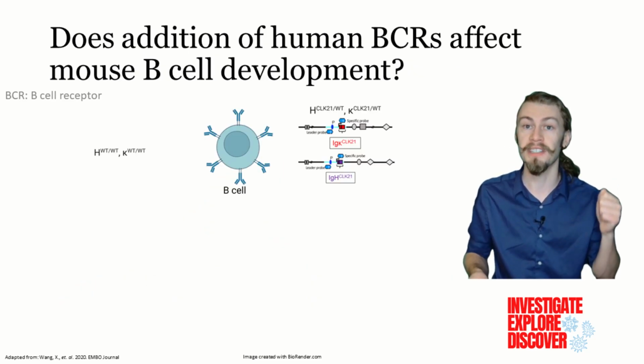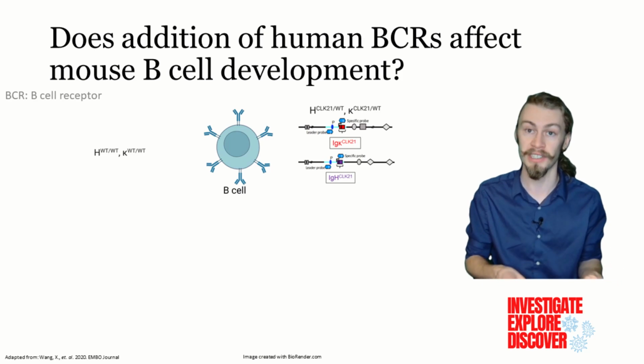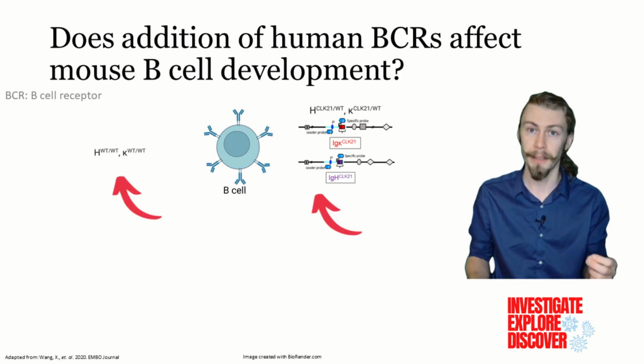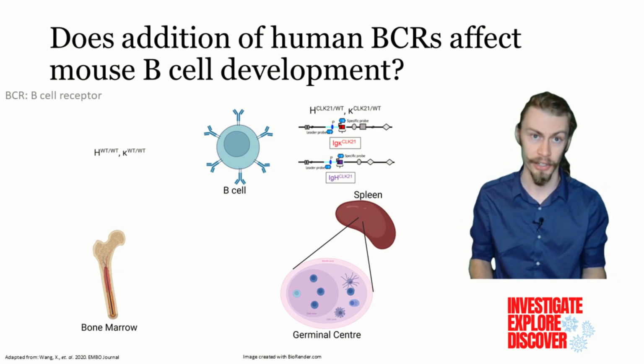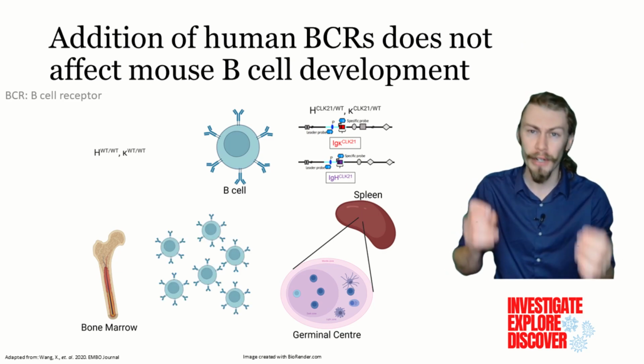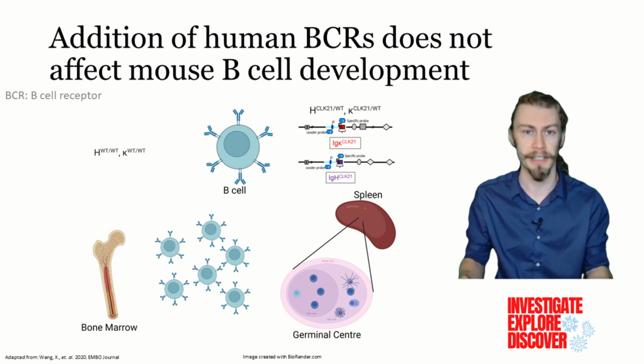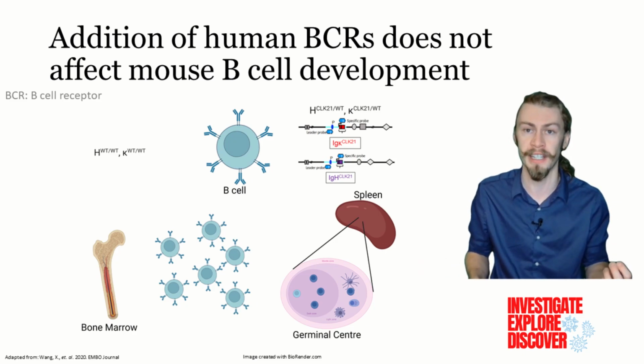To determine whether these inserted heavy and light chain sequences affect B-cell development, the authors compared edited to wild-type cells in the bone marrow and splenic germinal centers. And when looking at the B-cell frequency, there were not any major differences, indicating that there was no major change in B-cell maturation or development due to the inserted sequences.